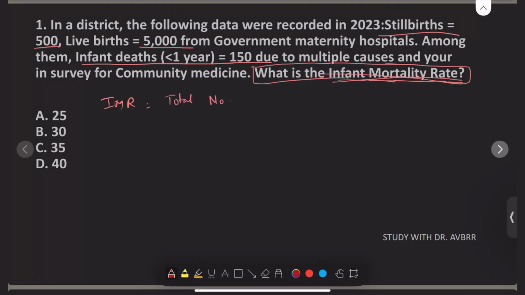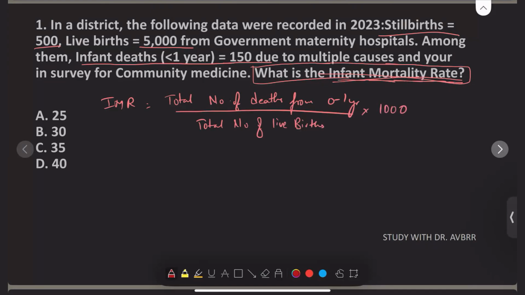Total number of deaths from 0 to 1 year by total number of live births per thousand. This 1,000 value is constant for all the pediatric formulas. If they're asking for infant mortality rate or neonatal mortality rate or perinatal mortality rate, for anything, this 1,000 is constant. So don't get confused if they didn't say whether it's for 1,000 or 100. Just know it's for 1,000.